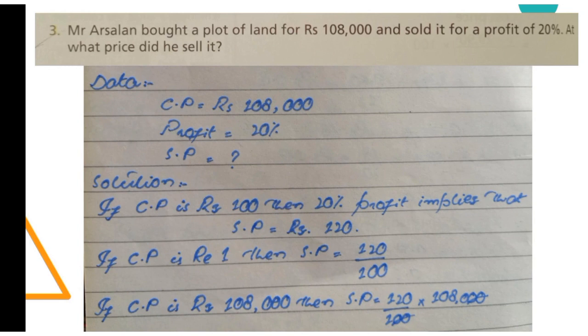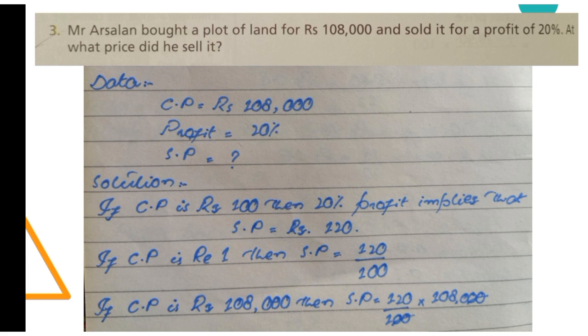Alright. Now question number 3: Mr. Arsalan bought a plot of land for rupees 1,08,000 and sold it for a profit of 20%. At what price did he sell it? We need to find the selling price, and we already know the cost price, which is equal to 1,08,000, and profit is 20%. Now see the solution. If cost price is rupees 100, then 20% profit implies that selling price will be, of course, 120.